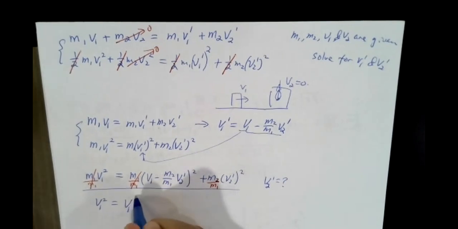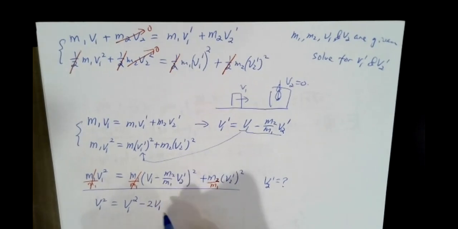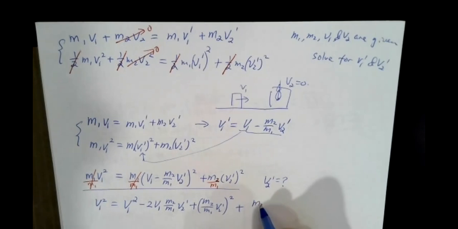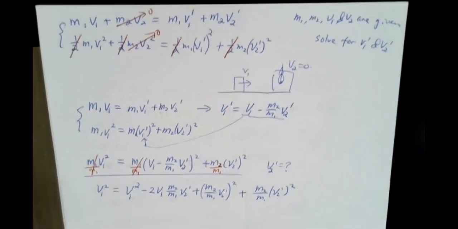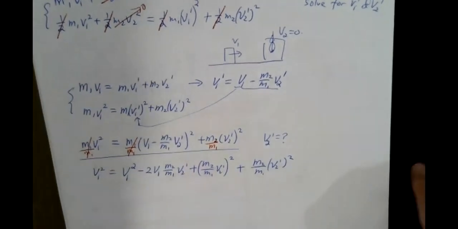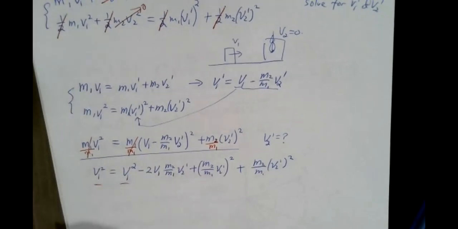There are two terms. It becomes v1 square minus twice v1 times this guy, m2 over m1 v2 prime, okay? Plus this guy square. So m2 over m1 v2 prime square. And then plus m2 over m1 v2 prime square, okay? I think it's a little bit tedious, but you guys should be able to do this by yourself. Okay, so you can see here, this one and this one, they are the same, right? So that will cancel out. Okay, so it actually doesn't look that complicated.